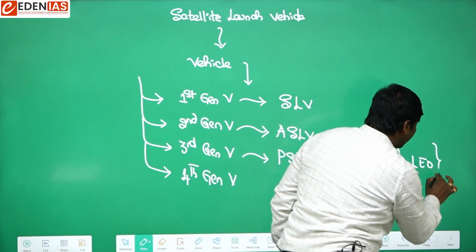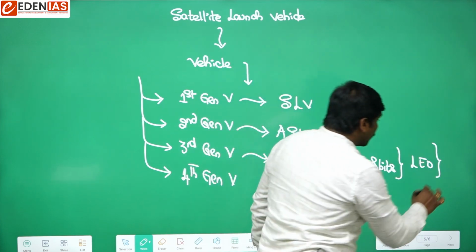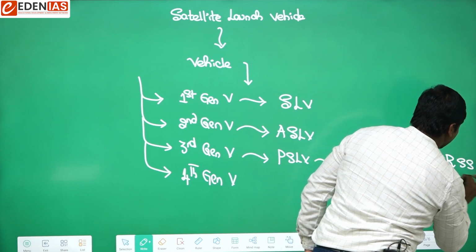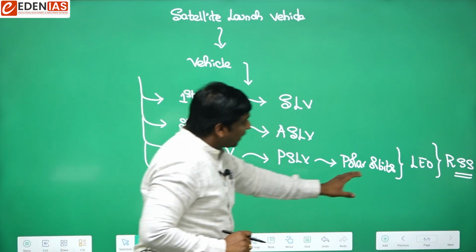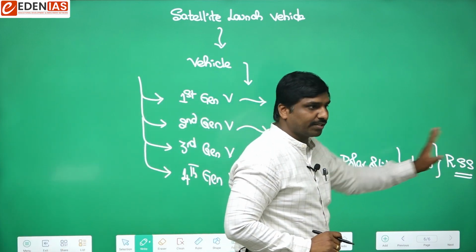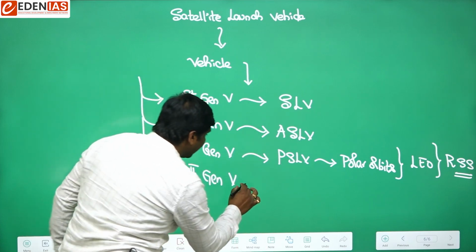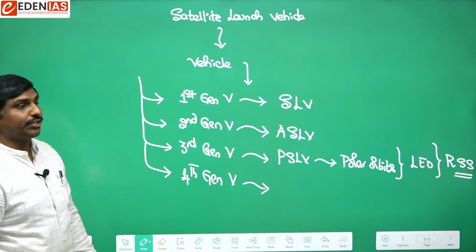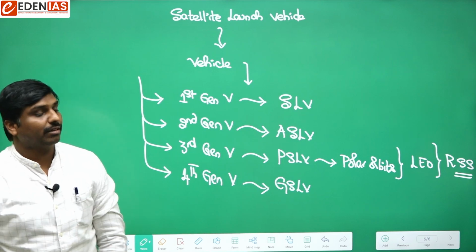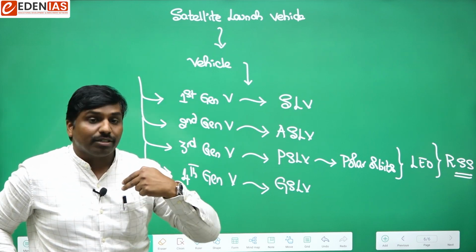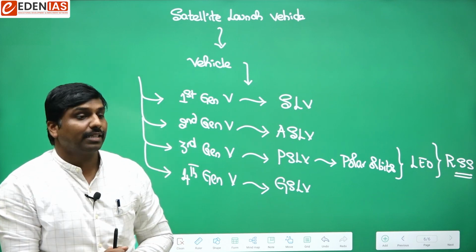So what kind of satellites would generally be placed in low Earth orbit? Yes, remote sensing satellites. This is not our RSS, it is remote sensing satellite. Remember this generally. And this is the Polar Satellite Launch Vehicle. Then the fourth generation launch vehicle is known as GSLV, the geostationary or geosynchronous satellite launch vehicle. The name itself says it.